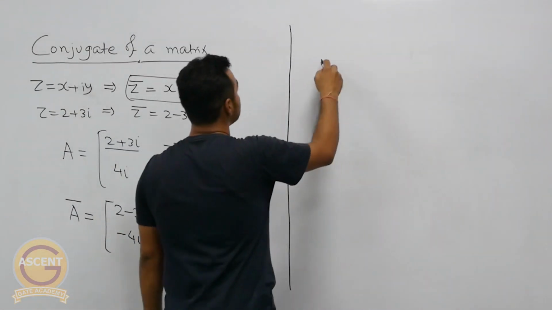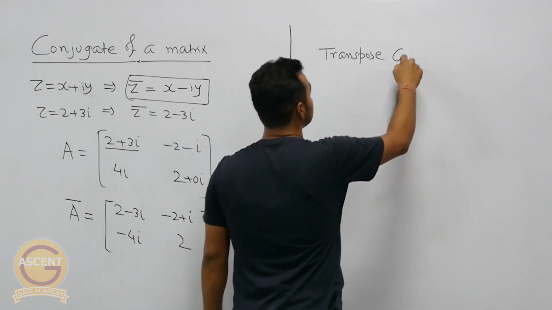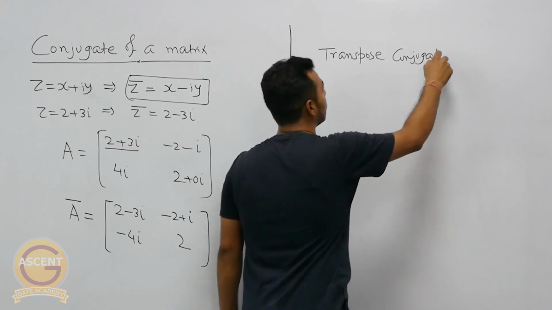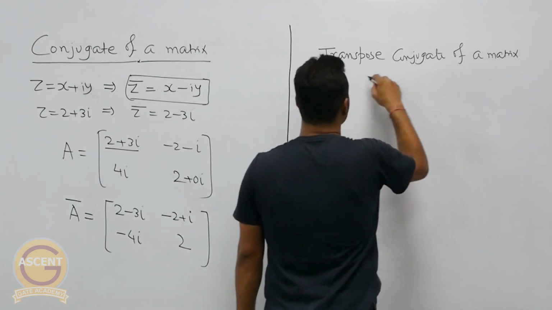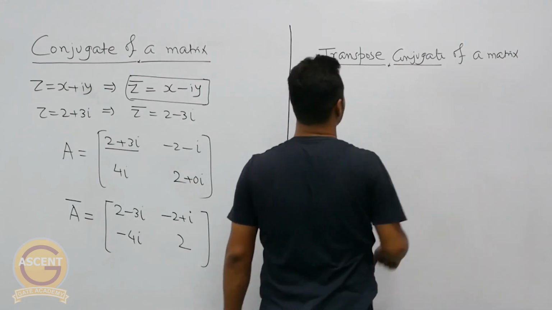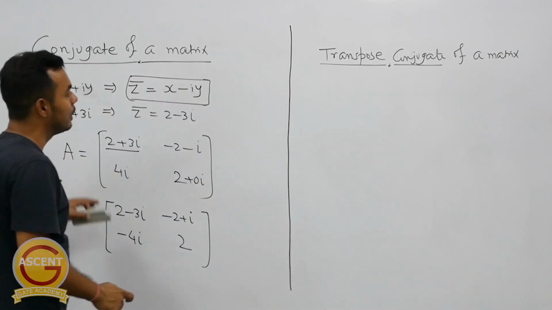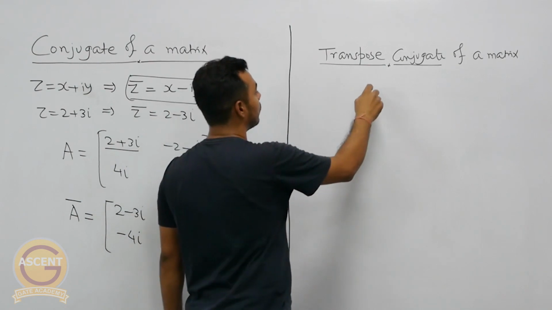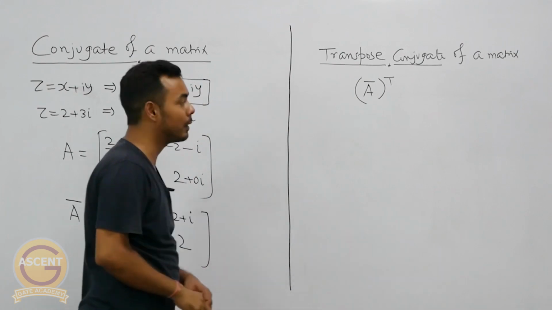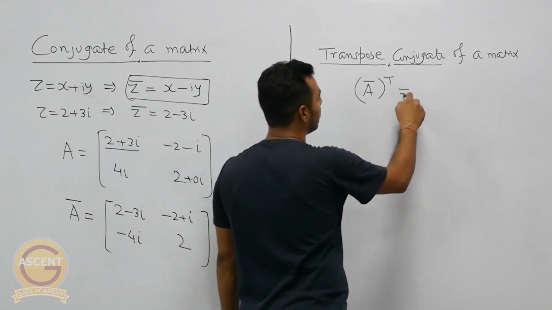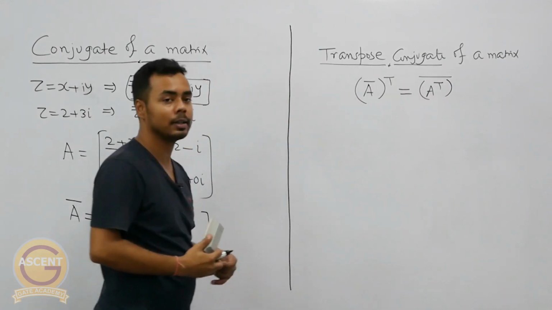Now the next concept is the transpose conjugate of a matrix. As is obvious from the name, we have to do both of these operations: take the conjugate and also take the transpose. So suppose this is my matrix A, and I want to take the transpose conjugate of this matrix. First we take the conjugate and then we take the transpose of this matrix. You can also do this in reverse: first calculate the transpose and then take the conjugate of the matrix. You will get the same result.